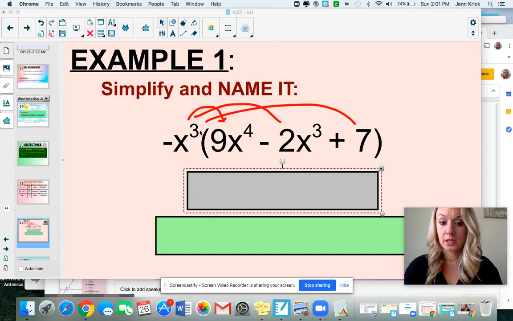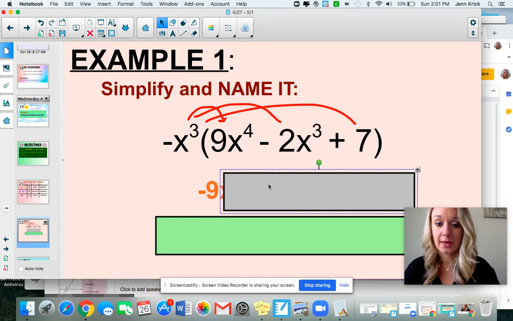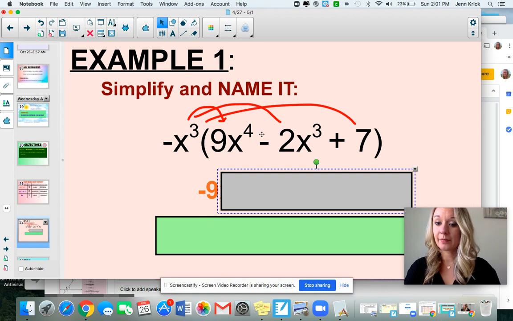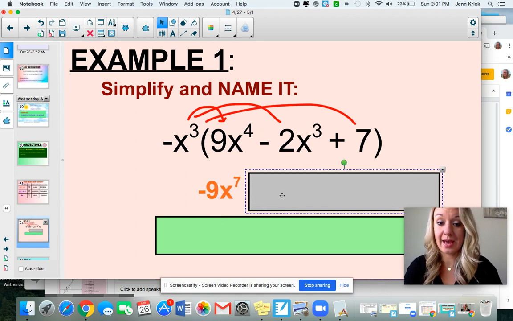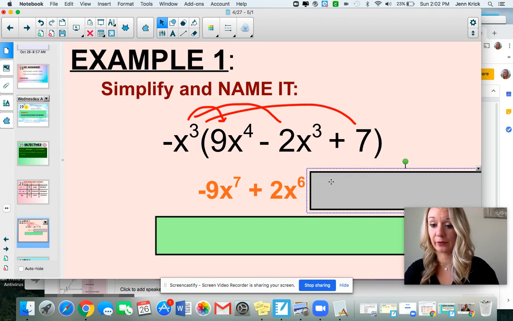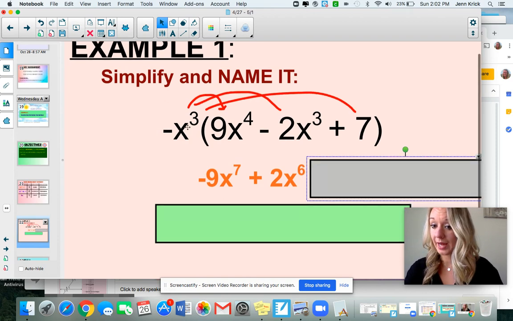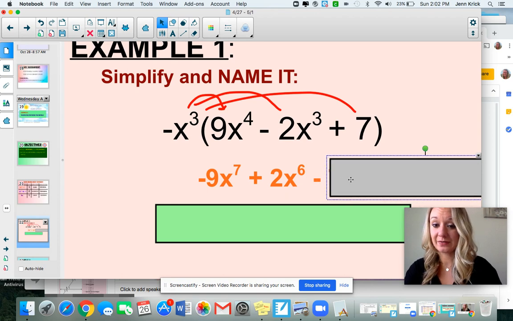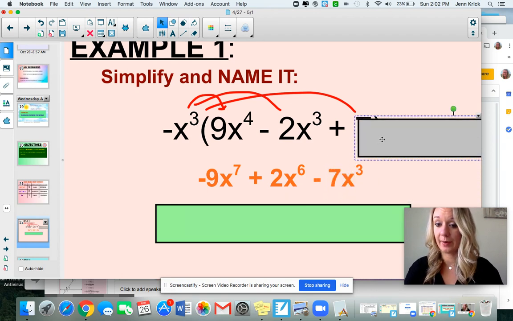Negative x to the third times 9x to the fourth: negative 1 times 9 gives us a negative 9. Then ask yourself how many x's you have. You have x to the third and x to the fourth. Remember, we just add those exponents, so that's going to give me x to the seventh. Then you multiply by the next term, negative x to the third times negative 2. Negative times a negative gives us a positive, so that'll be plus 2. With our x, x to the third and x to the third create x to the sixth power. With our last term, negative 1x to the third times 7, negative 1 times 7 gives us a negative 7, and then it's just x to the third power here.